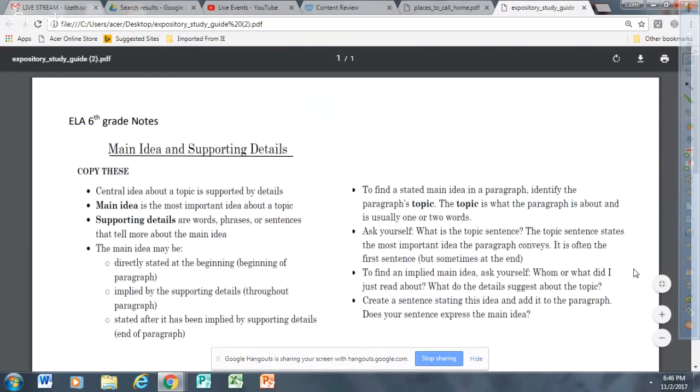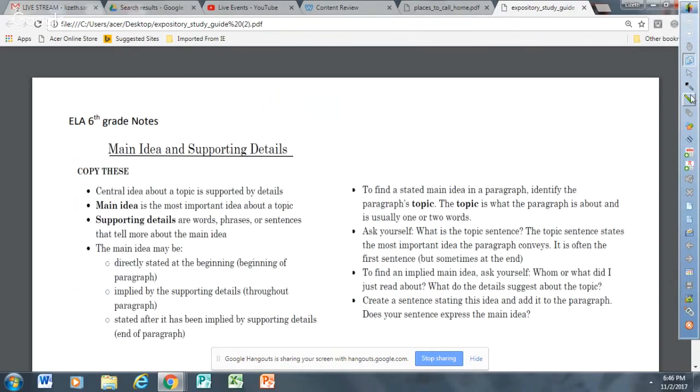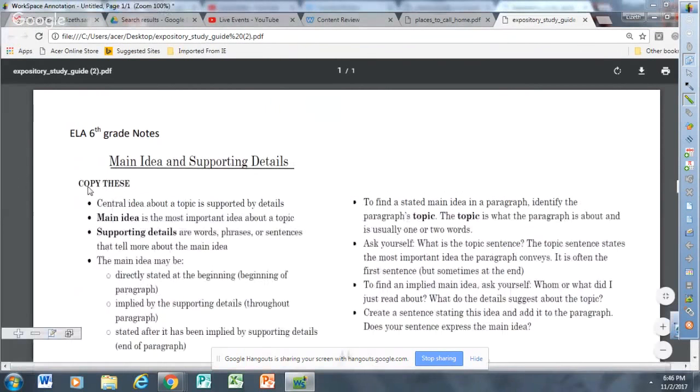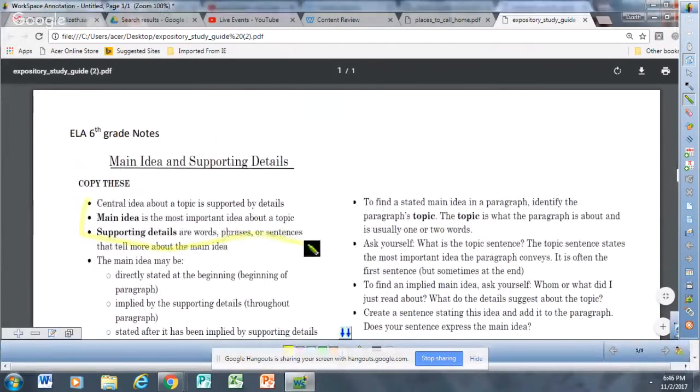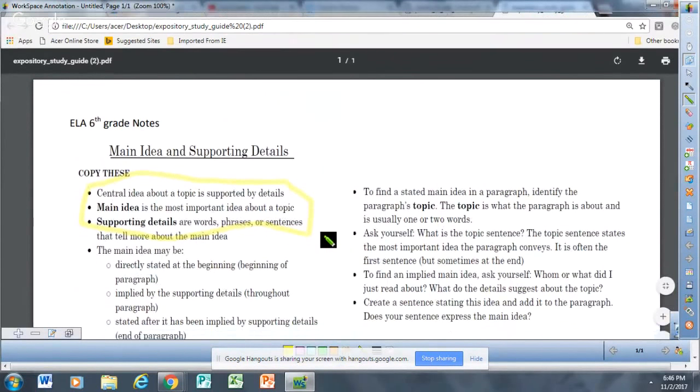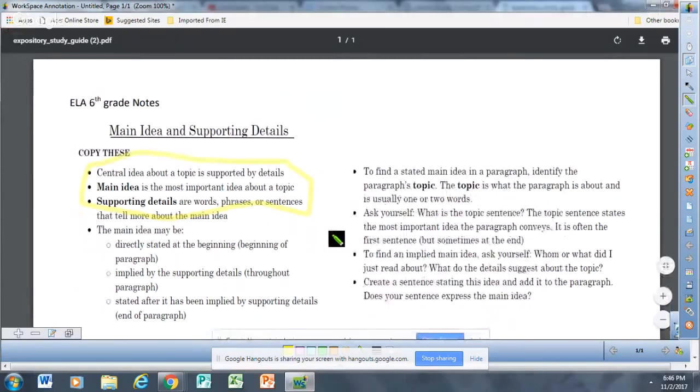And on here, as you can see, it breaks it down a little bit more. It talks about the central idea about a topic. So again, how the author feels about that topic. The main idea is the most important idea, and then the supporting details tell us more about the main idea. So that right there is the basics. So all of this part right here is just basic information that we went over in class. And these are extra ways to help you remember the rest of it.